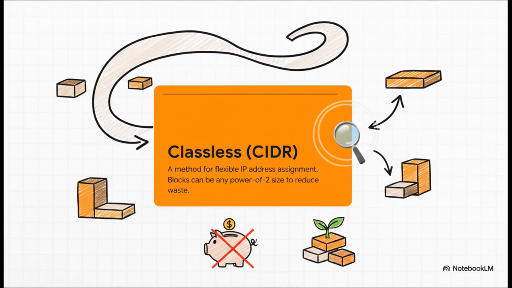And its genius was actually pretty simple. It just got rid of the rigid classes. Now, address blocks could be assigned in a flexible size that actually matched what a company needed, which, as you can imagine, absolutely slashed the amount of waste.